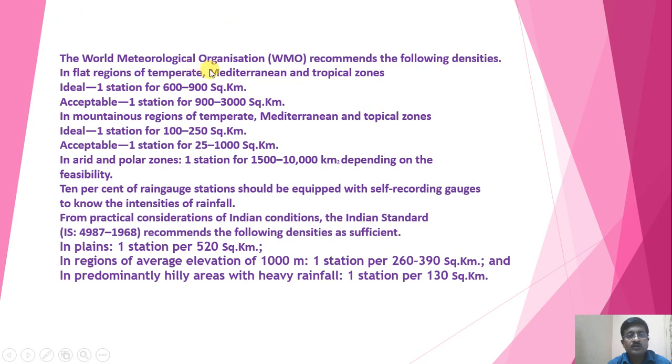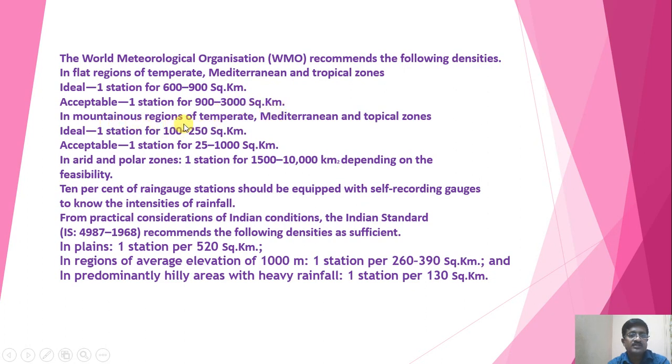The World Meteorological Organization, abbreviated as WMO, recommends the following densities for flat regions of temperate, Mediterranean and tropical zones. Ideal: one station for 600 to 900 square kilometers. Acceptable: one station for 900 to 3000 square kilometers.